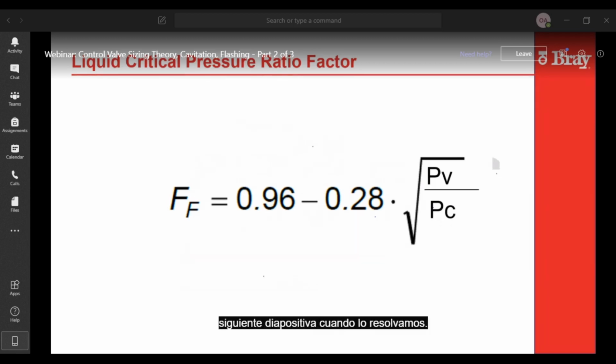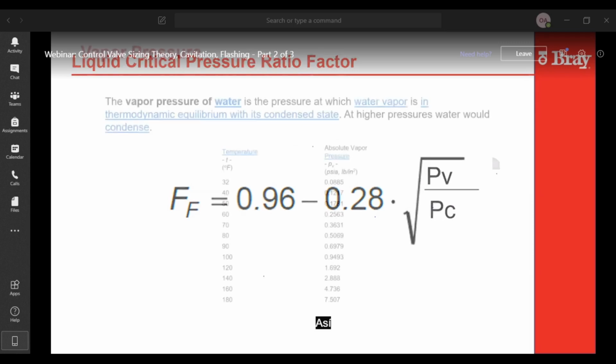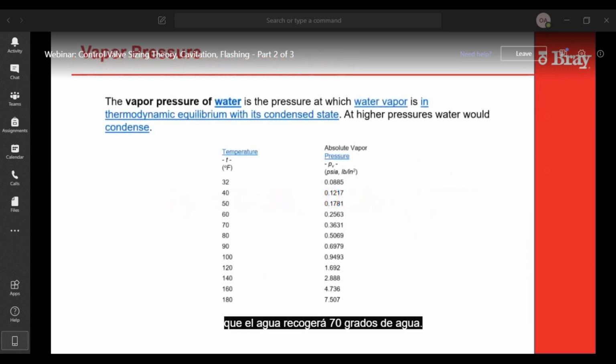When we work this out, for water, we'll pick 70-degree water. This is a vapor pressure table, and you can see that the vapor pressure is very dependent on the temperature of the fluid. The higher the temperature, the higher the vapor pressure. So we'll start with 70-degree water and take the 0.3631 vapor pressure. Then we need the critical pressure of water, which is a constant, not temperature dependent.